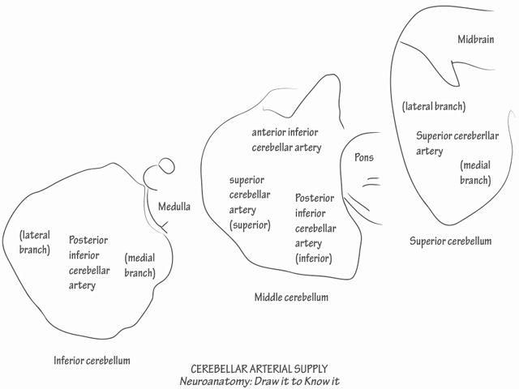Note that the anterior inferior cerebellar artery supplies a large portion of the middle cerebellar peduncle, and also note that it commonly gives off the internal auditory artery, which supplies the inner ear. This concludes our diagram.